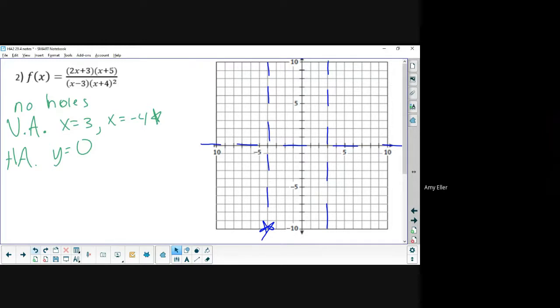How many pieces will this graph have? 3. We'll do the outer pieces first. We'll do the inner piece next. What else do we have to find?